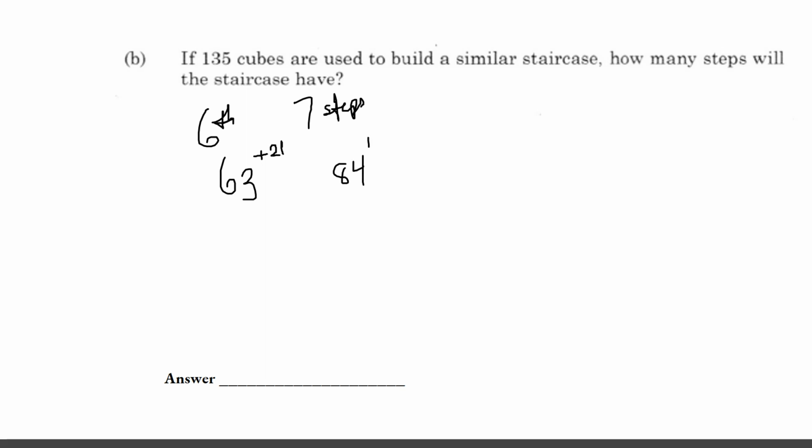Now we add 3 again to 21, and that gives us 24. If we add 24 to 84, we get 108, and that is for 8 steps. Now, how much am I going to add to 108? I'm going to add 27, and this gives me 135 for 9 steps. And there you have it. That's our answer. If 135 cubes are used, the staircase will have 9 steps.